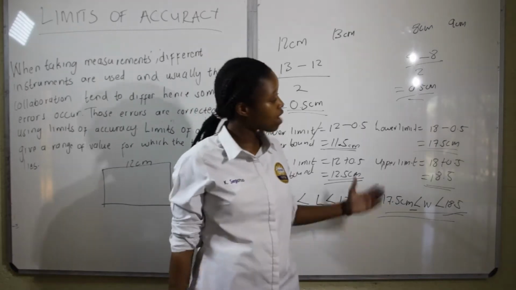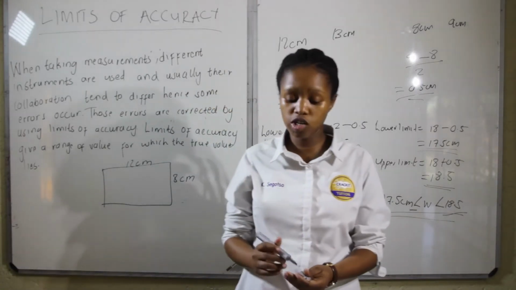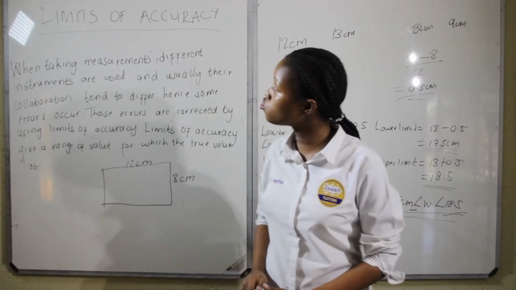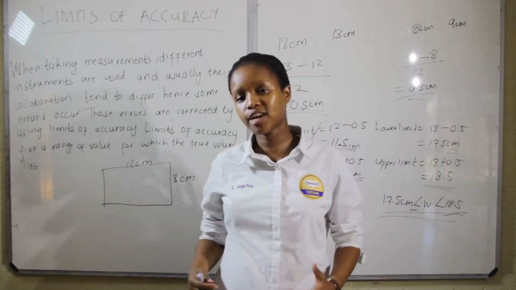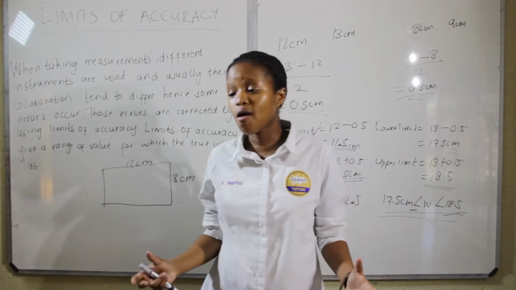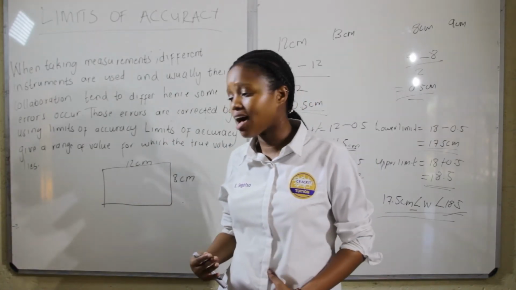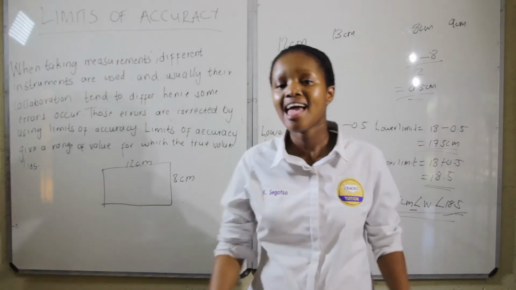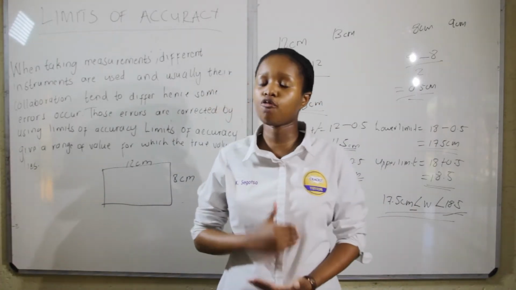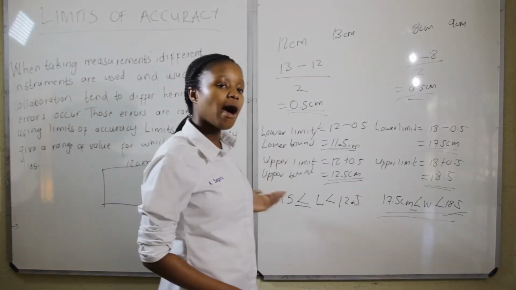So this is our limits of accuracy. Just to do a recap in case you did not understand, we are saying limits of accuracy, what do we do? We take different measurements with different instruments that can end up causing an error. So what are limits of accuracy doing for us? Limits of accuracy are giving us a range in which the specific value is actually going to fall. So we have what you call the lower limit and the upper limit.